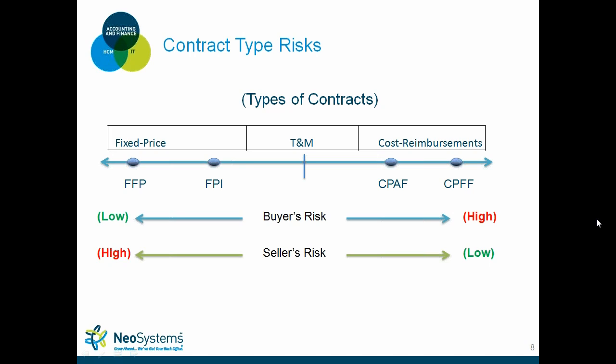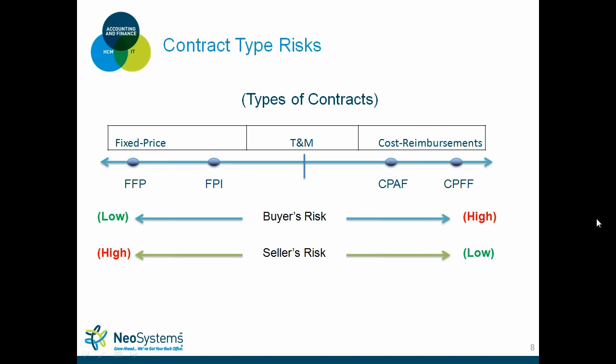From the government perspective, or from another company's perspective, it offers them high risk because they could be giving you a lot of funding, but you're able to do the work in a relatively short span of time. T&M is pretty much 50-50 between the buyer and the seller. And then as you get closer to the cost reimbursable type work, cost plus award fee, cost plus fixed fee, the buyer's risk is very high. So essentially, your profit margin on those contracts ranges from anywhere between 2 to 8%.